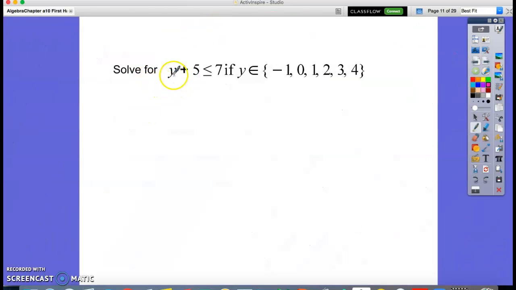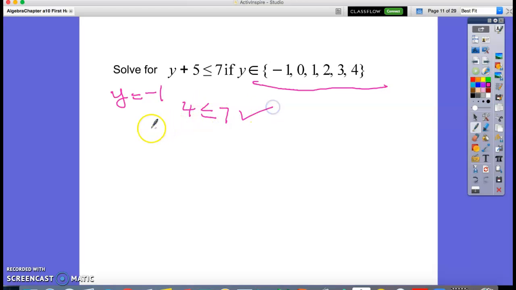Now solve for y if this is the inequality. All you have to do is, if y belongs to the set of these numbers, you plug in the values for y. So when y equals -1, what do I get? -1 plus 5, that is 4. 4 less than or equal to 7, yes. Then y equals 0, what do I get? It's 5 less than or equal to 7, yes, that's correct, right?